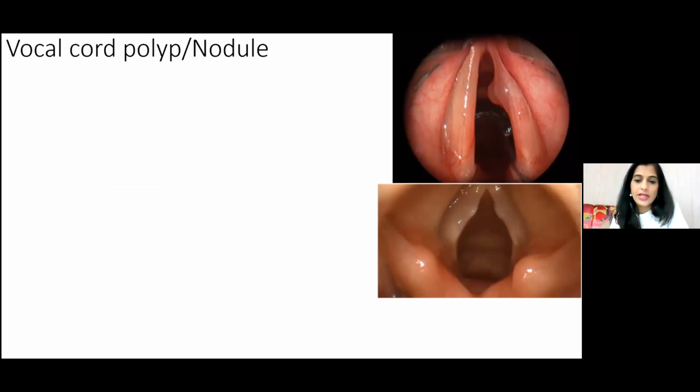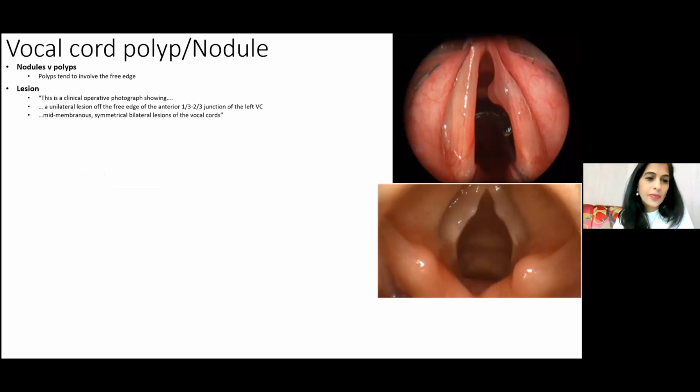The next pictures are of benign pathology in the form of polyps or nodules. Remember that polyps tend to involve the free edge of the vocal cord. If you're going to describe these pictures, for the top one, I'd say that this is a clinical operative photograph showing a unilateral lesion off the free edge of the anterior one-third, two-thirds junction of the left vocal cord.